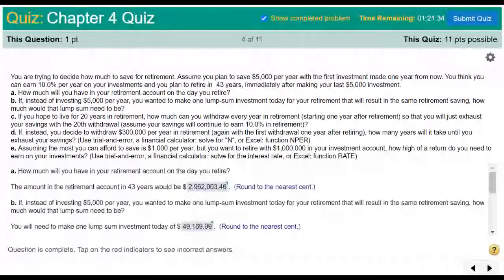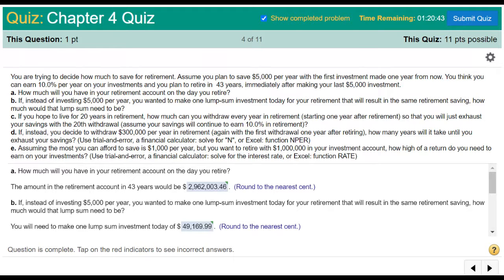So in this situation, I plan to retire in 43 years. It's given me everything that I need. All I have to do now is do my calculation. So let me drive. N is equal to 43. IY is equal to 10%. Payment is negative 5,000. Present value is 0. Compute for future value. You should come out to 2,962,003.46. Round to the nearest cent.